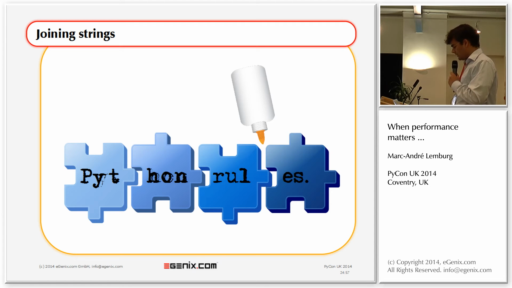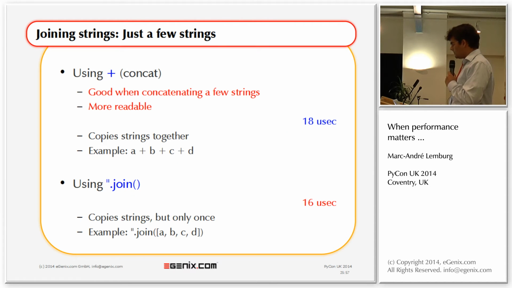Next is joining strings. You probably all know the two different methods, or patterns, that you can use for doing that in Python. Of course, you have the plus sign, so you can concatenate strings to make bigger strings. That's good if you just have a few of those strings to concatenate, because every time that operator gets called, it does a copy of what it has and then adds something new to it.